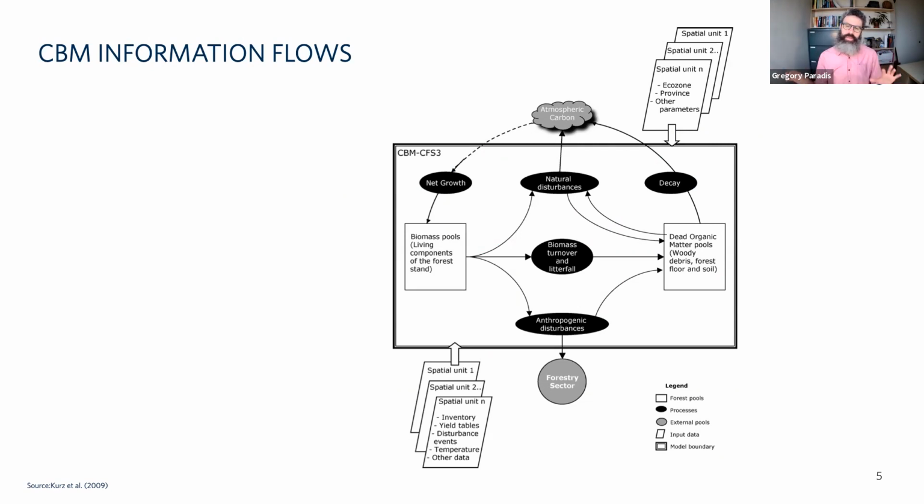And so this is a diagram of sort of the general flows of information in that. So you have spatial units, which are just large areas of the forest that are managed as units, and those generally map to organizational boundaries like timber supply areas or management units. And they're subdivided into ecozones, province boundaries, and other parameters to make sure it sort of makes sense to people when they see the unit. They can relate to it. Inside those spatial units, you have inventory data for the starting point of your simulations.